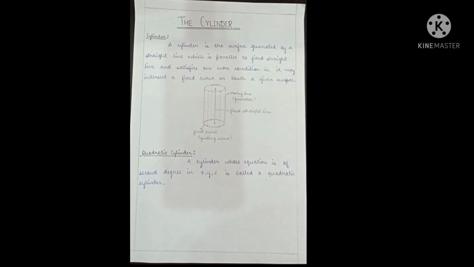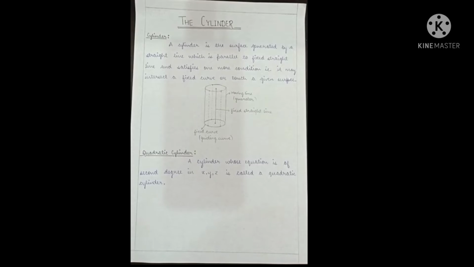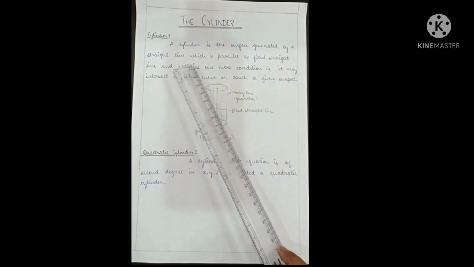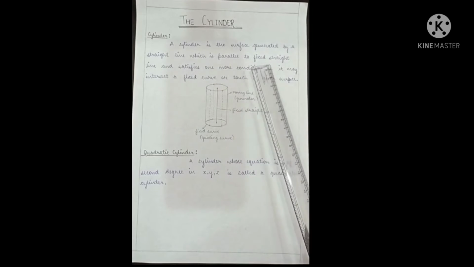So here in this video we will learn about the topic cylinder. So what is a cylinder? A cylinder is the surface generated by a straight line which is parallel to a fixed straight line.